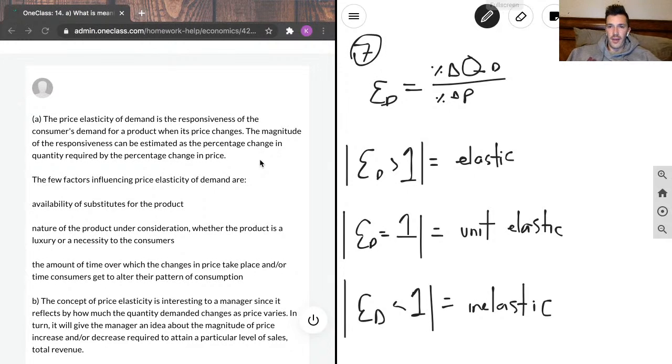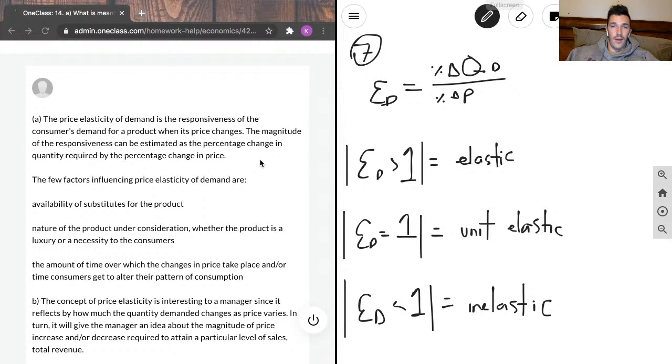So my favorite example here is whether or not the good is a necessity or a luxury. Necessities tend to be inelastic. For example, if you went to the grocery store and everything was doubled in price, you still need to eat, so your quantity demanded of food probably wouldn't change all that much.